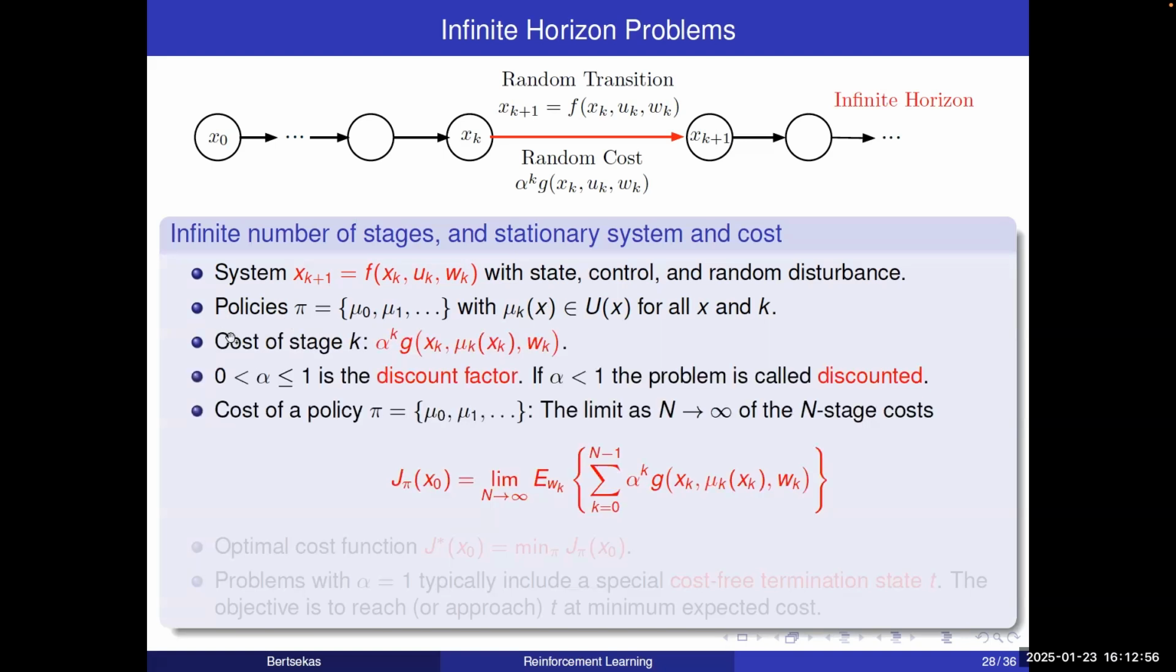Another difference is that the stage cost, similar to the system dynamics, drops the subscript k, so it's stationary. However, we add a term here, alpha to the power k, to represent that a cost occurring in the initial stages counts more than a cost occurring in future stages. Intuitively, you can interpret this as encoding the effect of interest.